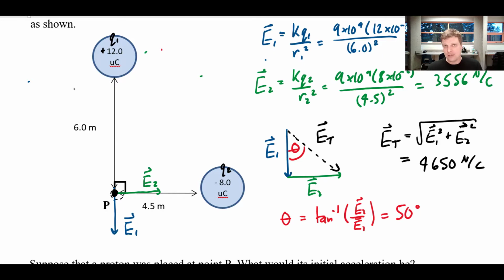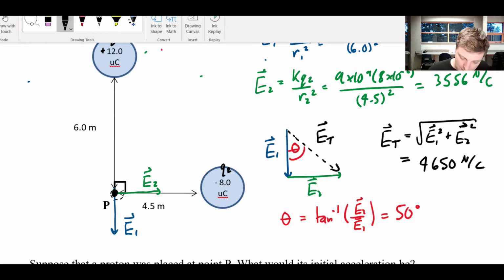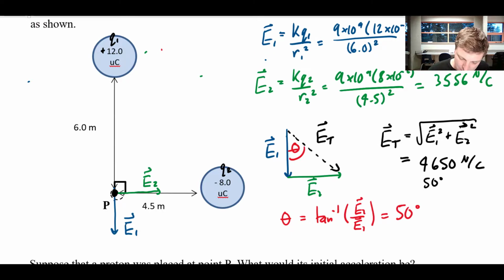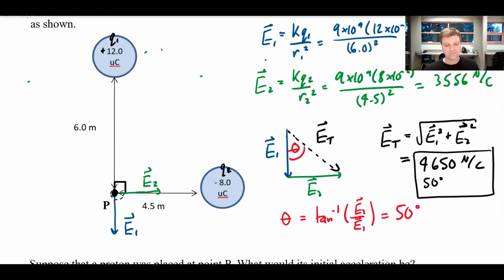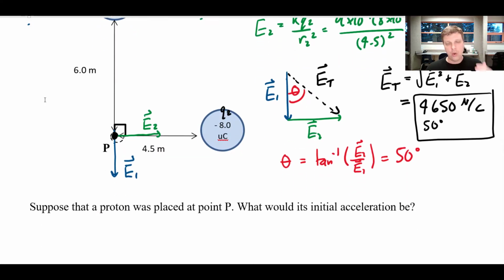And I guess you could call that east of south if you want, but I prefer to just look at the picture we've got and then go from there at an angle of 50 degrees. And so that would be my solution. Now, the follow-up question below here says, okay, what if we put a proton at that point? What would its initial acceleration be?